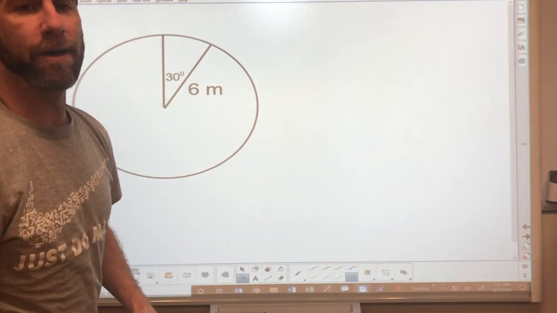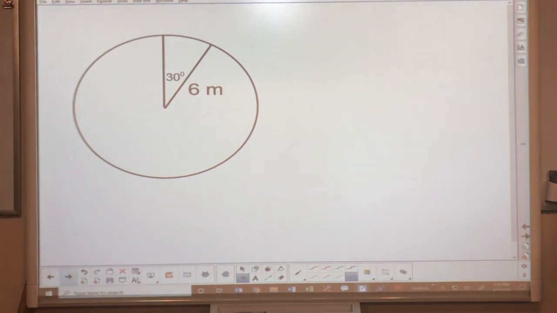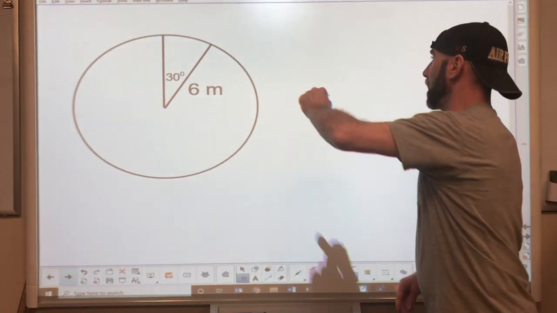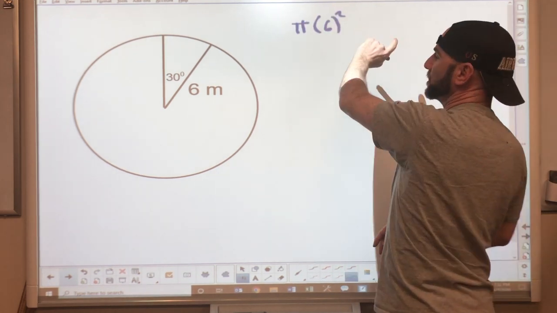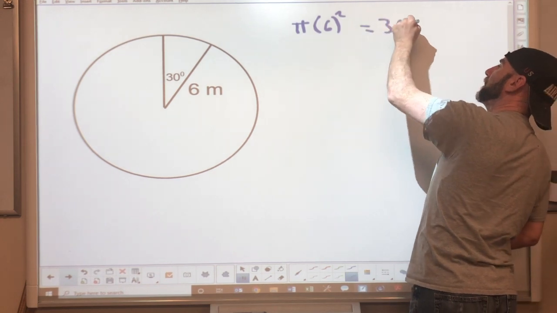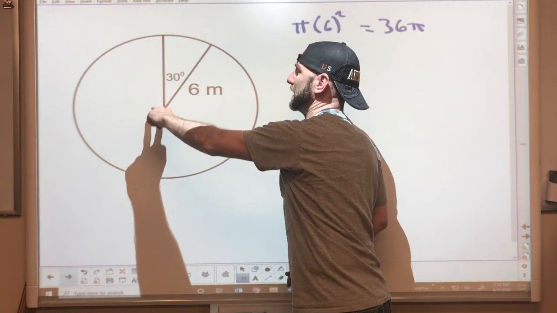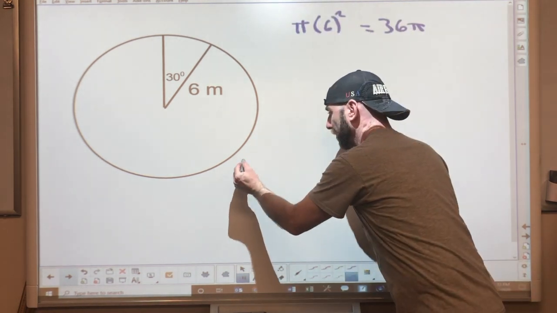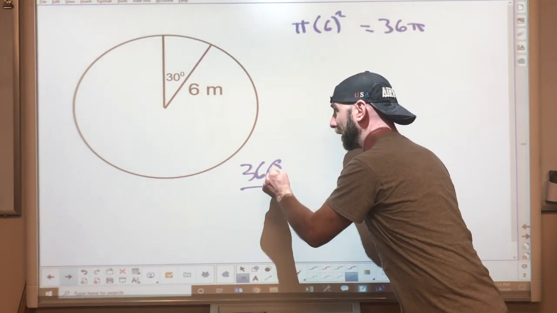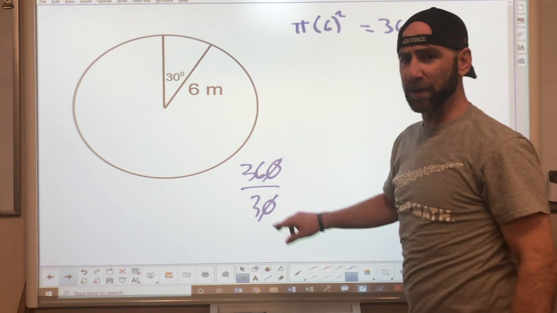Tell me the area of the 30-degree sector. Okay, step 1, area of the entire circle, which is pi r squared, 36 pi. Step 2, how many slices of 30 degrees are there in a circle? Okay, 360 divided by 30. Chop the zeros. 36 divided by 3, 12.